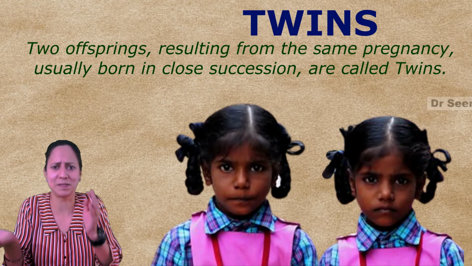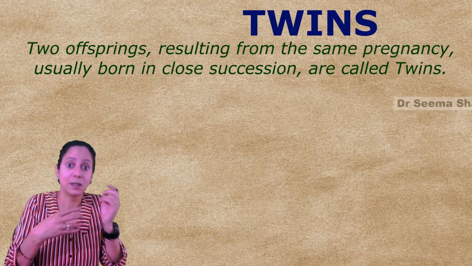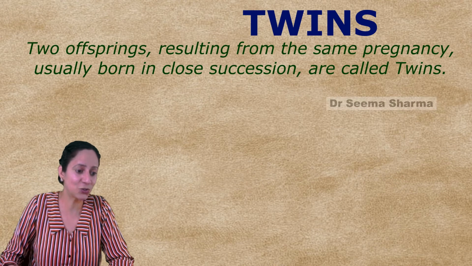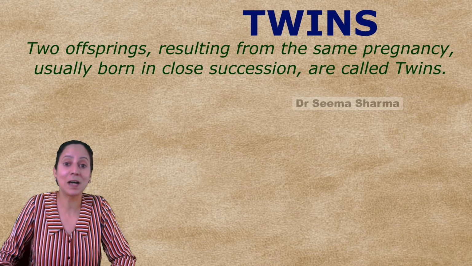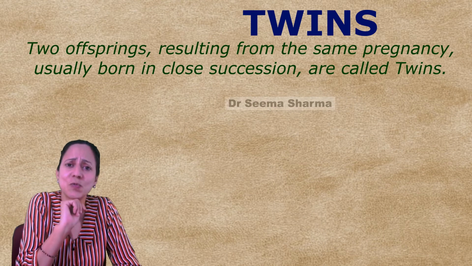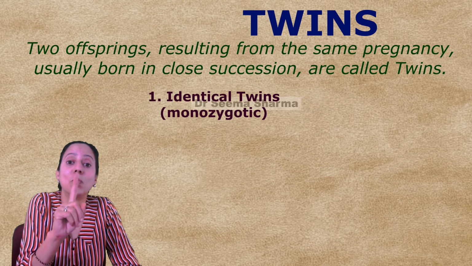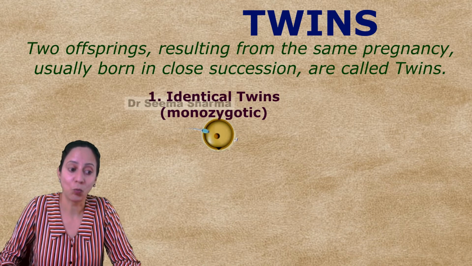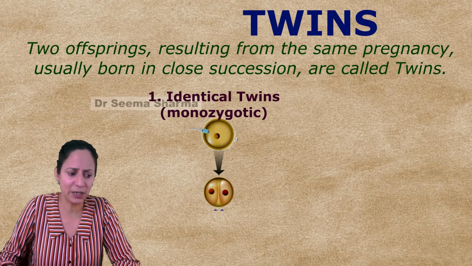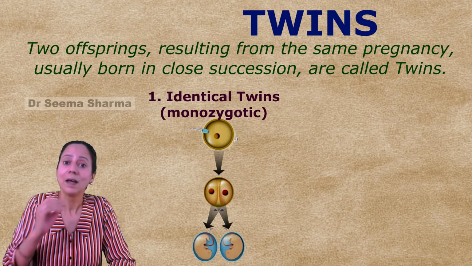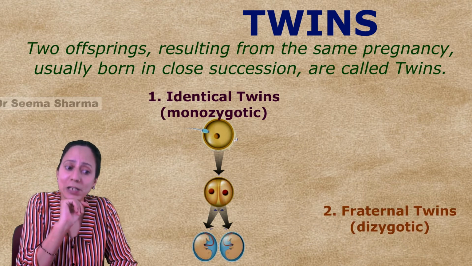Sometimes they exactly resemble each other. Sometimes they don't resemble each other at all. So how is it possible? So children, for this, you have to understand that these twins are of two types. First one is identical twins. They are monozygotic, made from one zygote. One zygote gradually splits into two and there will be formation of twins. And the second category is fraternal twins.